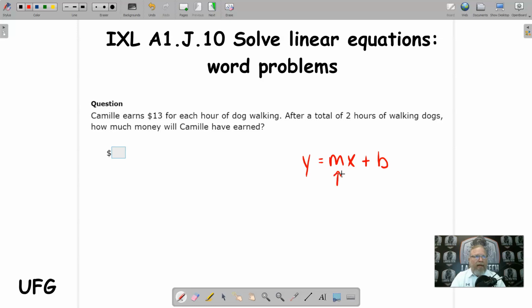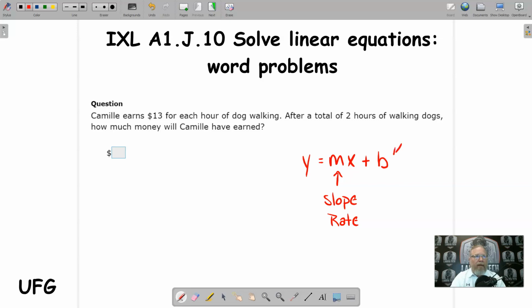First of all, the m is our slope. And whenever we talk about the slope, we're also talking about the rate. So we're talking about a rate of speed, or a rate of pay, or a rate of doing something like cooking 20 cookies per hour. That 20 per hour would be our rate. So we're looking to find our rate and put it in the place of m.